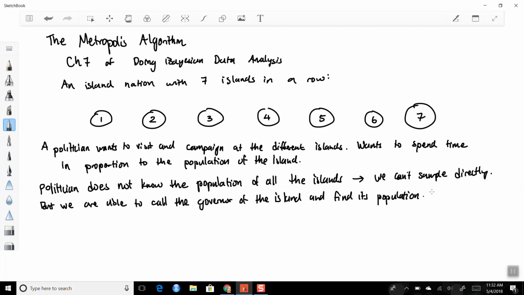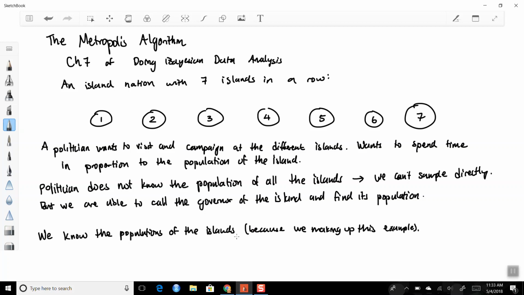All right. Us being the creator of this example, we will say we know the populations of the islands, okay? We know the populations of the islands because we are making the example, right? Making up this example.